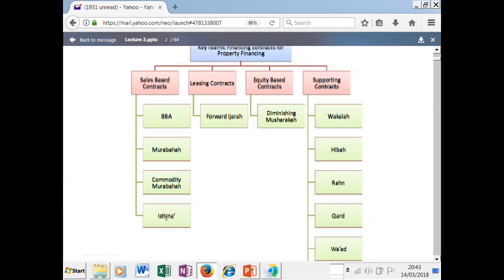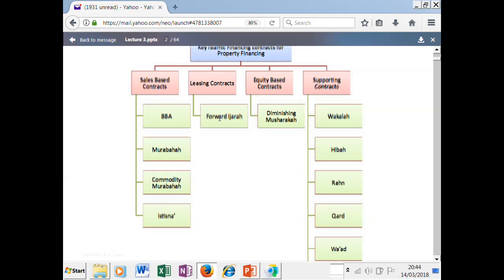And also istisna. As we covered last week, istisna is whereby you pay according to the progress, so it is progress payment. Normally these contracts can be combined together so that they fulfill the needs, because certain contracts alone cannot fulfill the whole transaction, so you need to combine certain contracts. And for the leasing contract, we use forward ijarah. Basically it is a leasing contract.